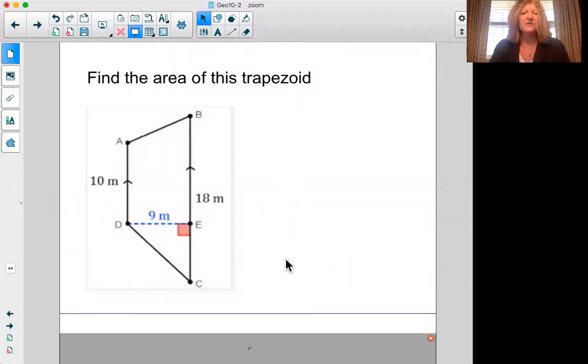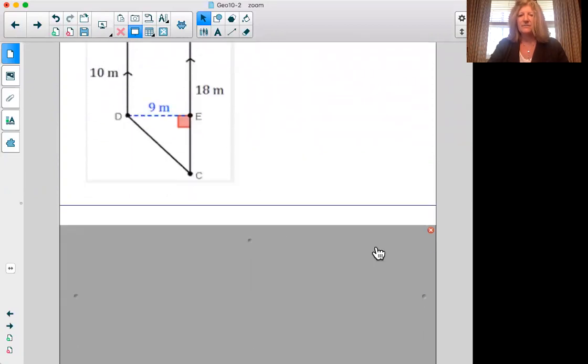Now, be careful because your first step is to figure out who are my legs and who are my bases, and then you'll know what you need for your formula. So to find the area of this trapezoid, these are the legs, and I don't need their lengths for the formula, but I do need the length of the bases, and I can tell these are the bases because the bases are the sides that are parallel. So I'm going to add up the bases, sum of the bases times the height times 1/2.